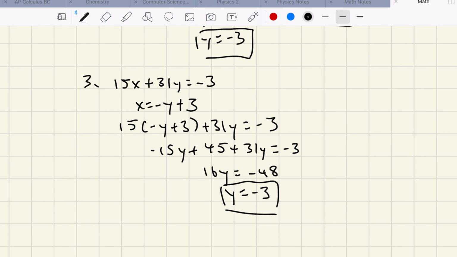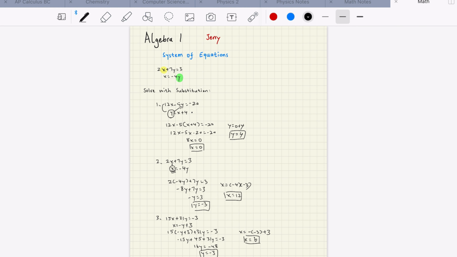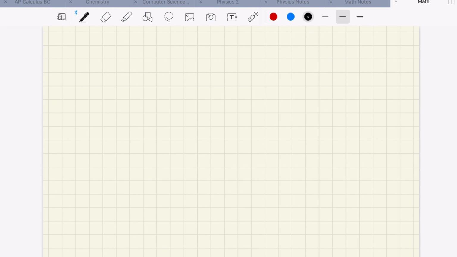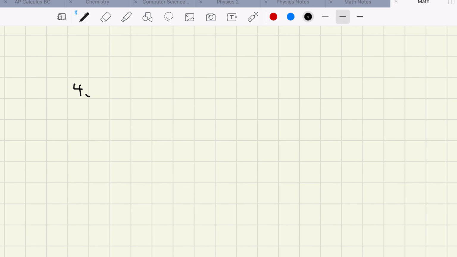And then plug that in. Be careful of the negative sign. x equals negative negative 3 plus 3. That's positive, because negative negative is positive. 3 plus 3, that's 6. So let's do one more example with this. 5x minus 4y equals negative 10, and y equals 2x minus 5.